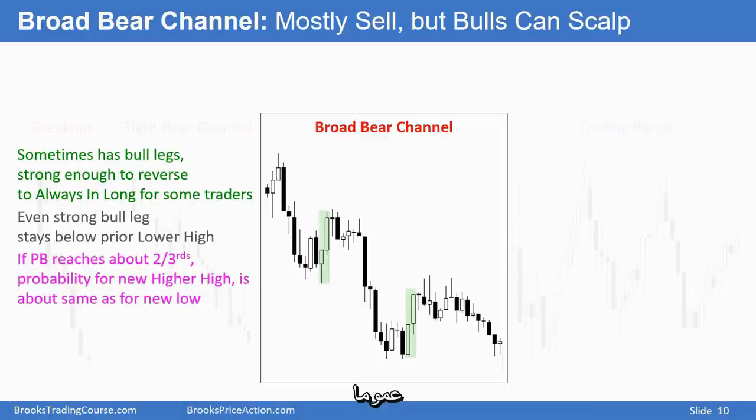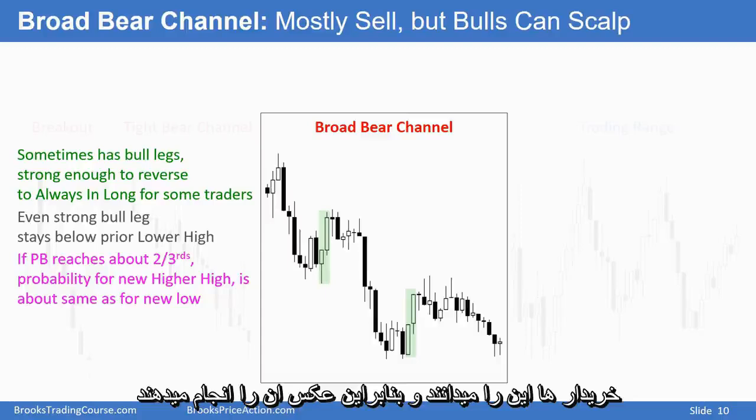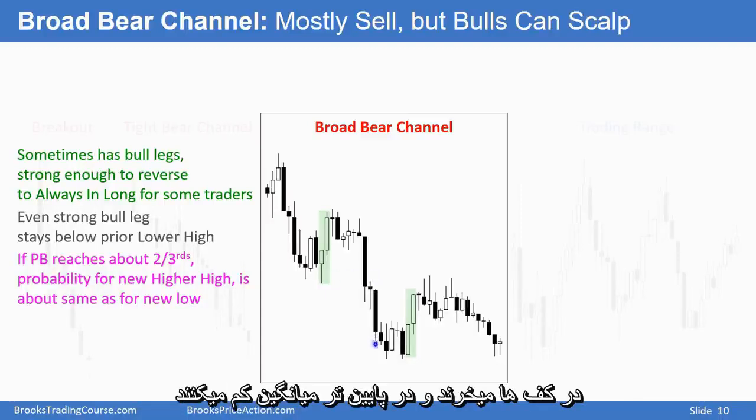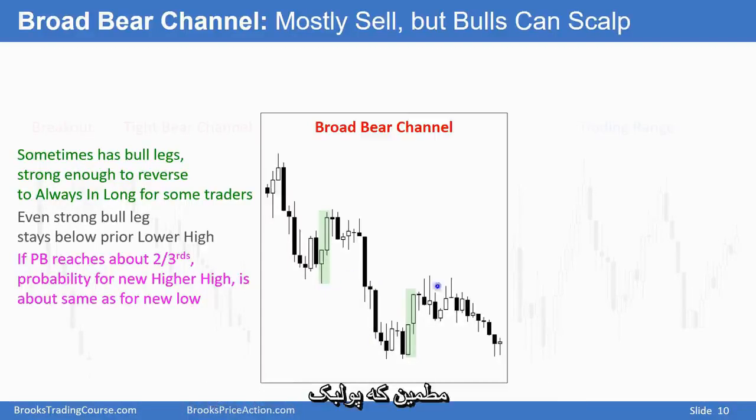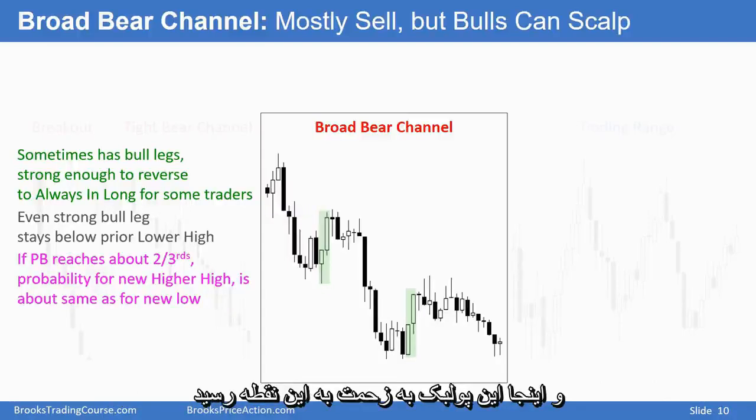In general, because it's a broad channel and the bears are taking profits at new lows and selling rallies, the bulls know that, so they're doing the opposite. They're buying new lows and scaling in lower, confident that pullbacks will go above breakout points. This is not really a good example. We barely reached the breakout point there, and here this pullback barely reached that point.